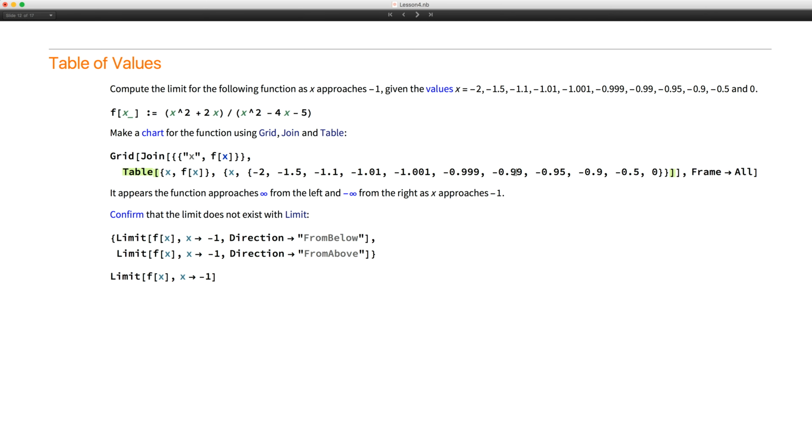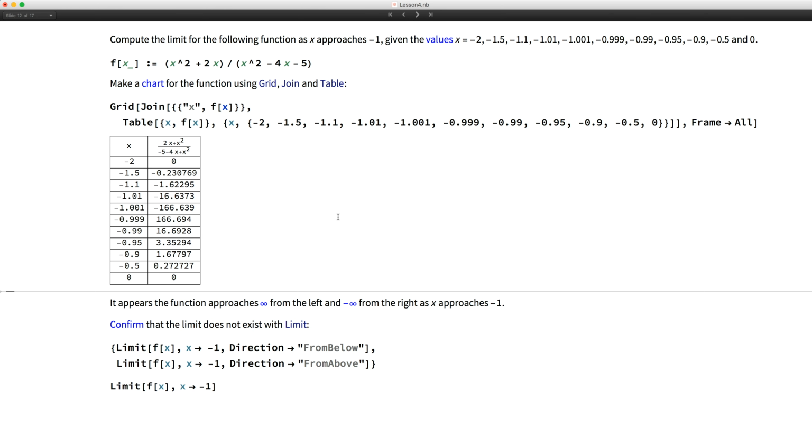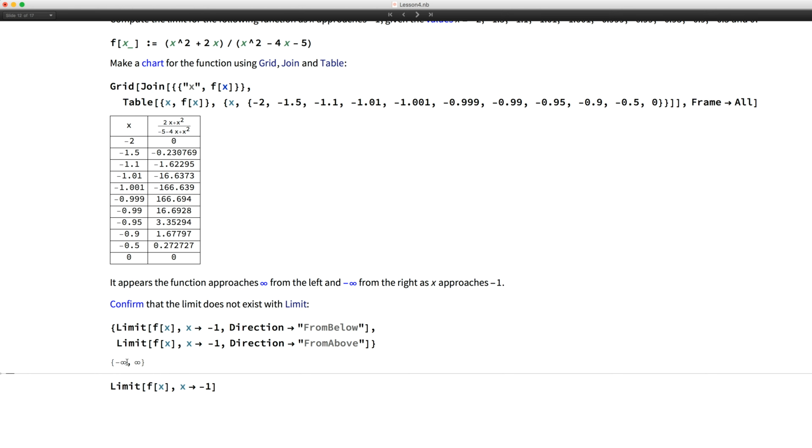So here's the table, and what you see is that whether you approach -1 on the left or right, the values seem to blow up. They become infinite, but they become negatively infinite on one side and positively infinite on the other side. So you can confirm that with the limit function. You see the values become -infinity on one side and infinity on the other, and you can check that the limit does not exist.